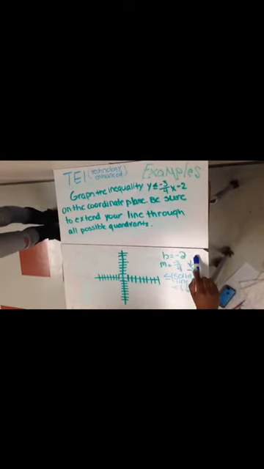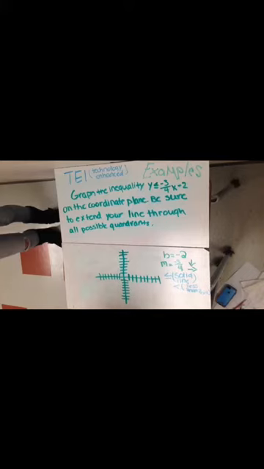So first we notice that our b is negative 2 and our slope is negative 3/4. So we will plot our b, which is negative 2. And then we'll use our slope and we will go down 3 and over 4. 1, 2, 3, 4. And then we also can go up 3 to the left 4.